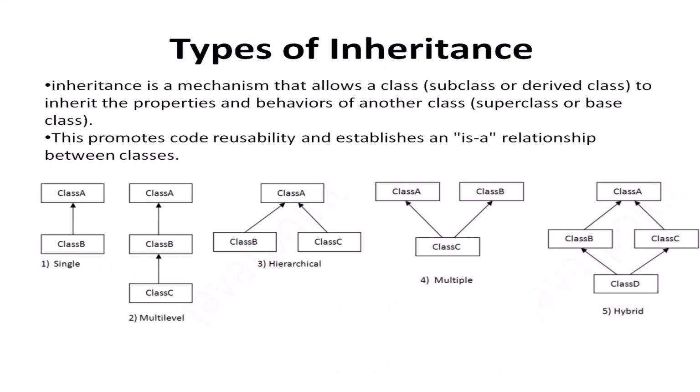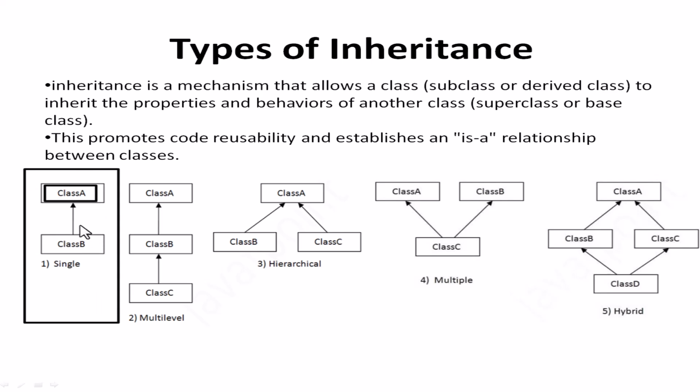Inheritance is a mechanism that allows a class to inherit the properties and behaviors of another class. Example: superclass or base class. This promotes reusability by establishing an is-a relationship. For example, if you consider class A and class B, class A is the parent whereas class B is the child. It is called single inheritance.